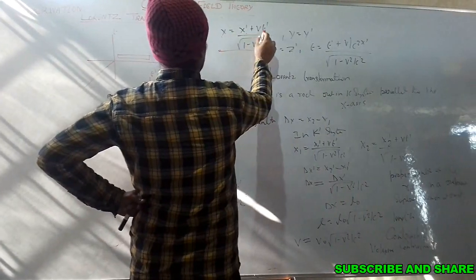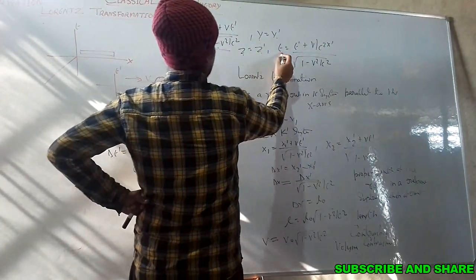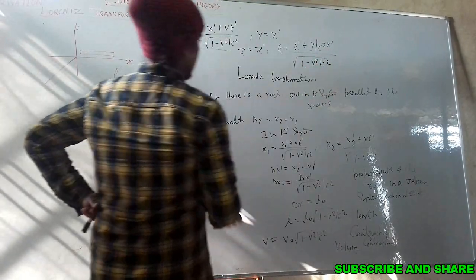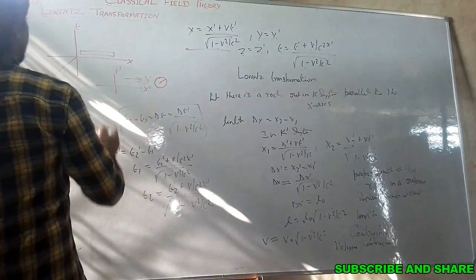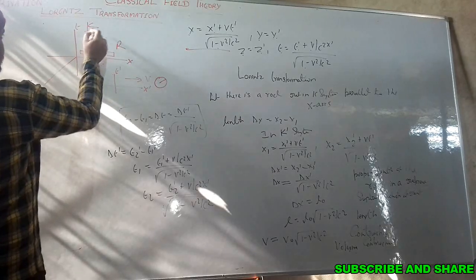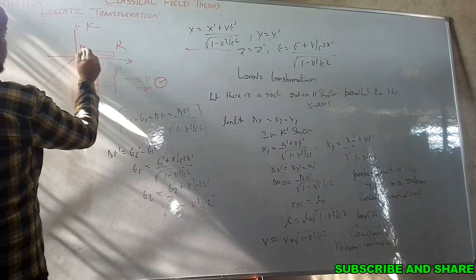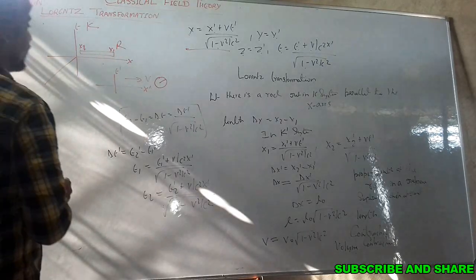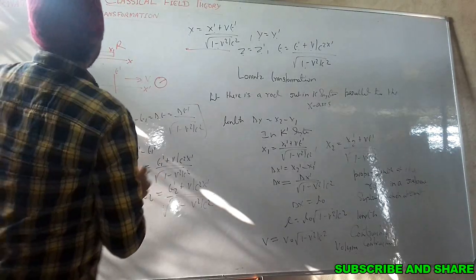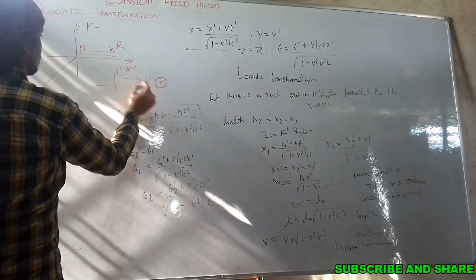Here is the Lorentz transformation: x is equal to x dash plus vt dash divided by root 1 minus v² by c², y is equal to y dash, z is equal to z dash, t is equal to t dash plus v by c² x dash divided by root 1 minus v² by c². Now suppose there is a rod which is at rest in the K reference system. Endpoints of the rod are x1 and x2. So delta x, the length of the rod, is x2 minus x1. Now we can look at this rod from the reference frame called K dash, which is traveling with velocity v.